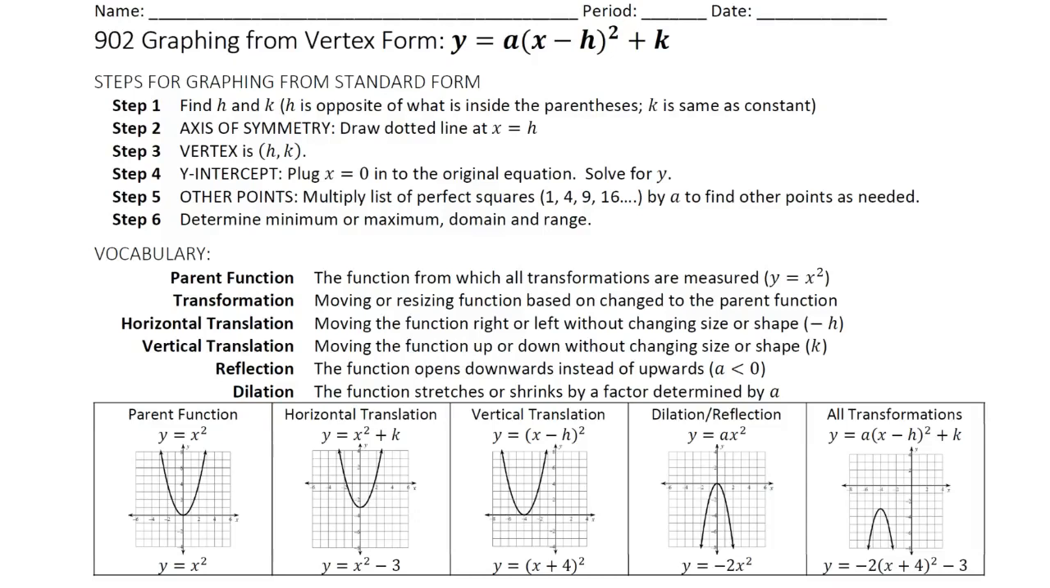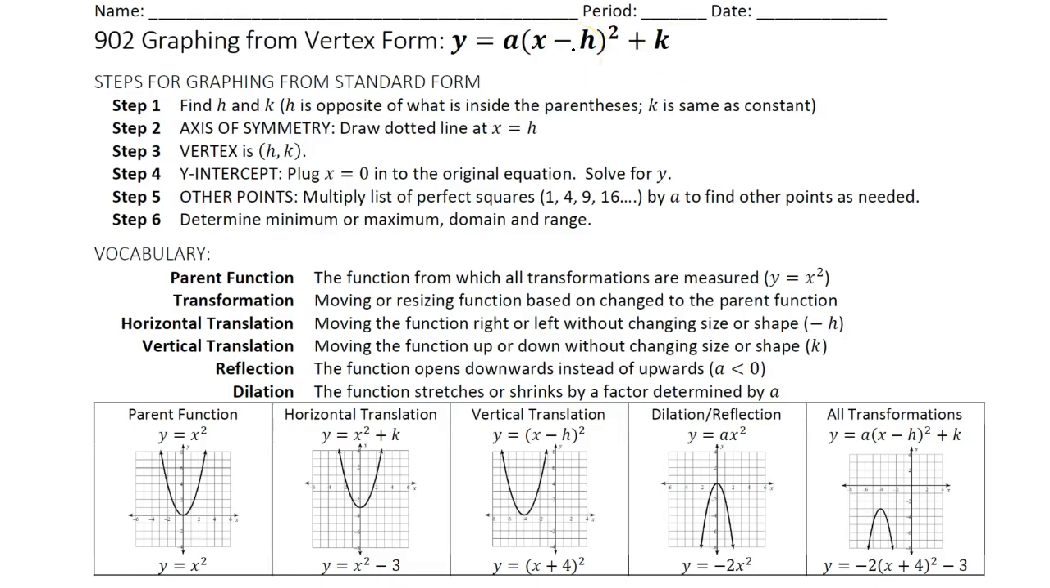Graphing from vertex form. In this form, begin by identifying h and k. These are the coordinates of the vertex. Then complete the rest of the steps to graph the parabola. This form is the easiest form in which to see transformations.